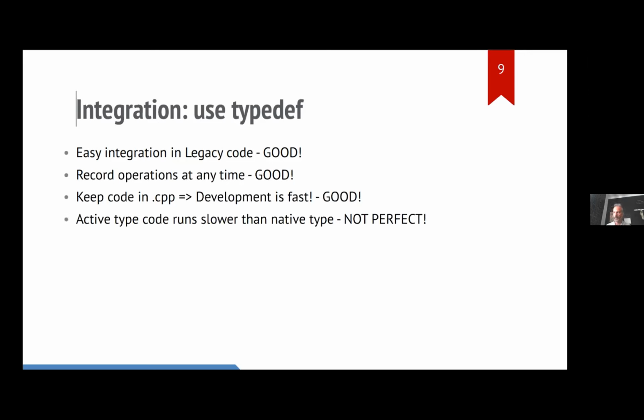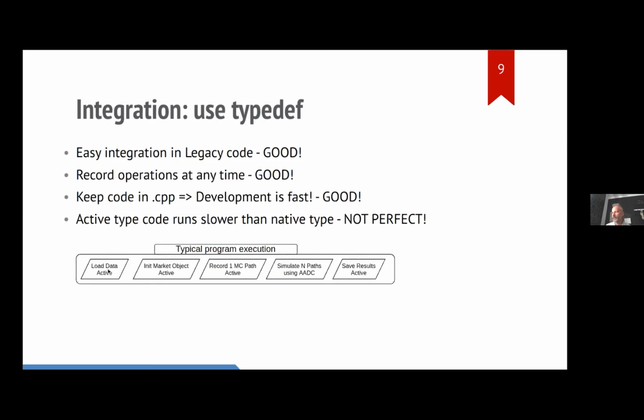Active type, but there's a little price to pay for this. Your active type is now used throughout your code, including loading data, initializing market objects, simulation, of course, and saving the results. So you do pay a little bit of performance penalty on loading data and market object creation, but the question is, how big is it? And it looks like it's not a very big problem.